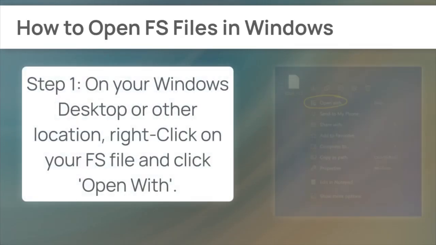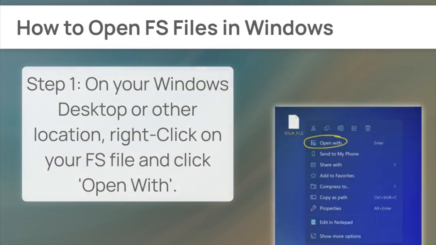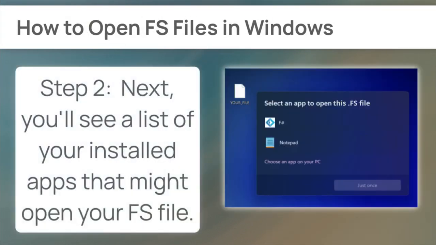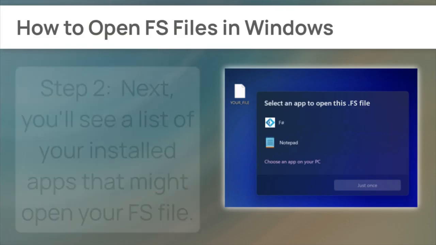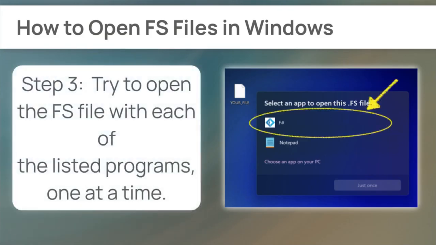Your most critical first action is the file association test. Right-click the FS file and choose Open With. If F# is on your machine, test it. If not, choose another program. We must find the correct software.